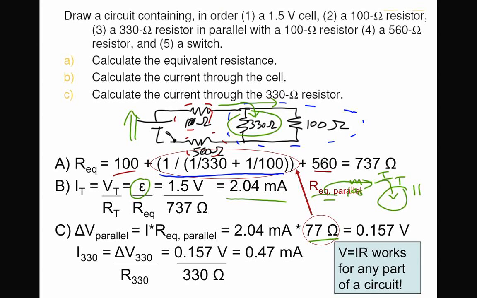So that V equals IR, that Ohm's law, applies not just to the entire circuit, but to each individual part. So it's kind of like a logic puzzle when you solve these things. There are different ways to do it, but this is a way you could follow when you're solving these problems online.